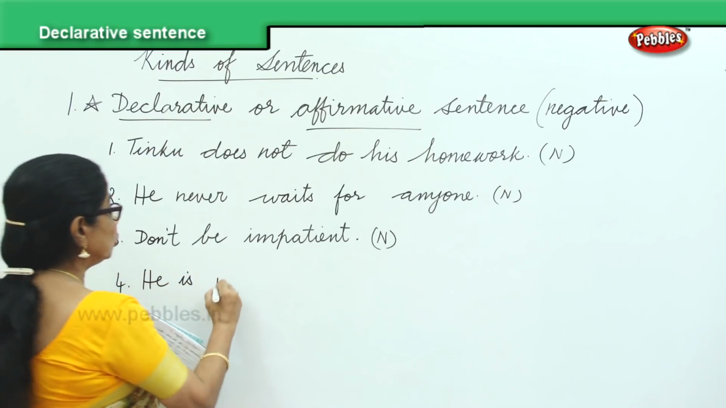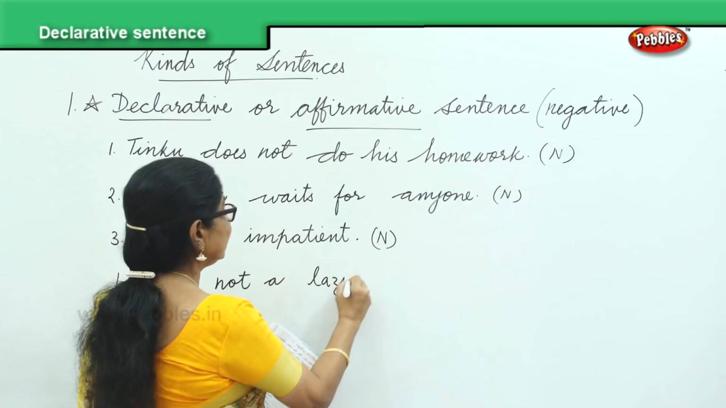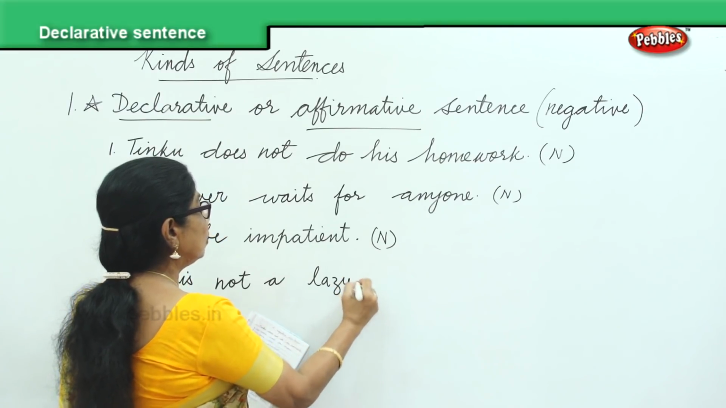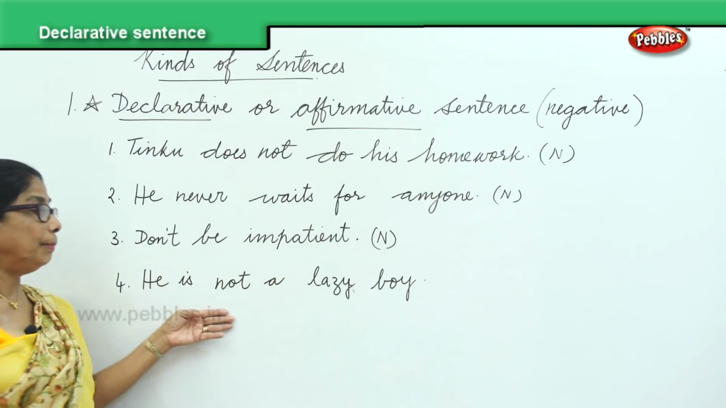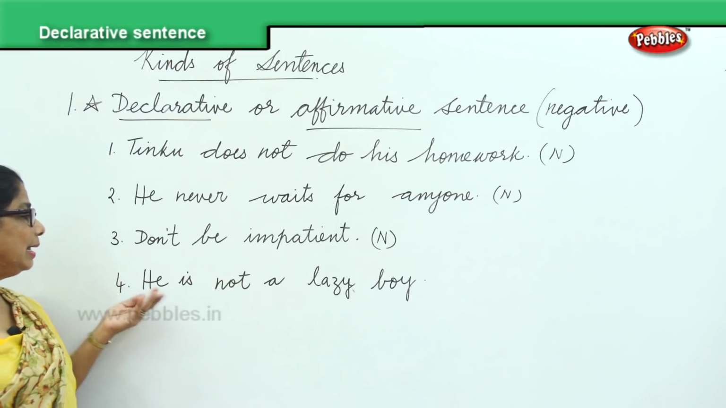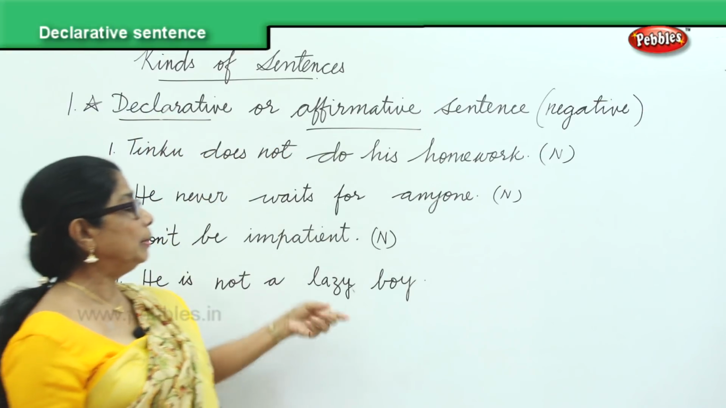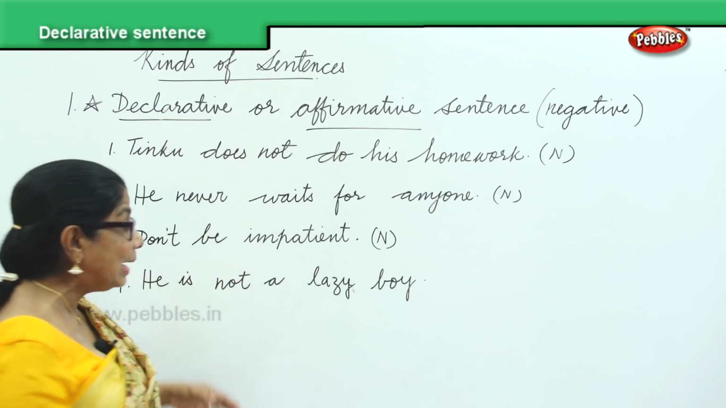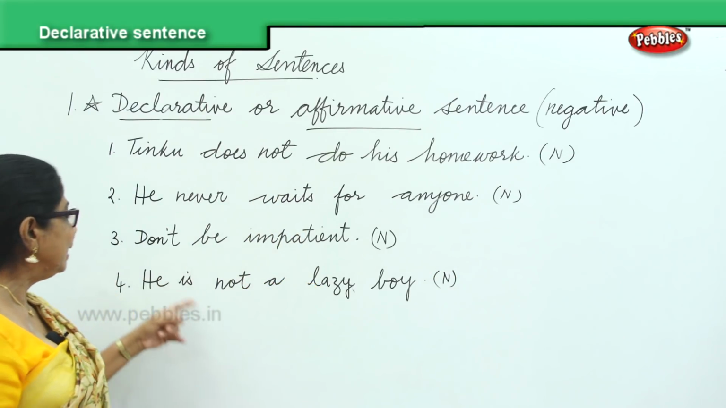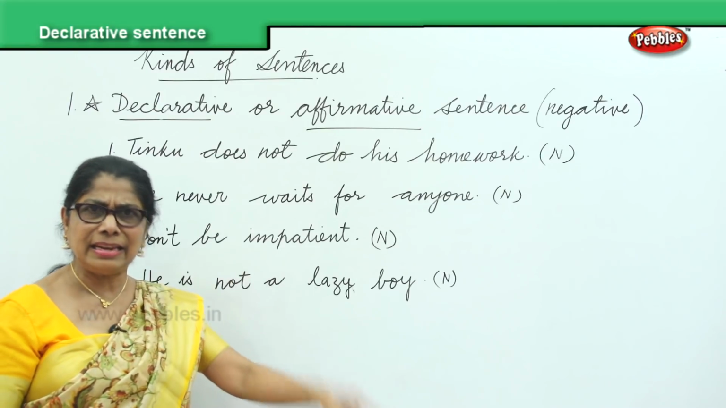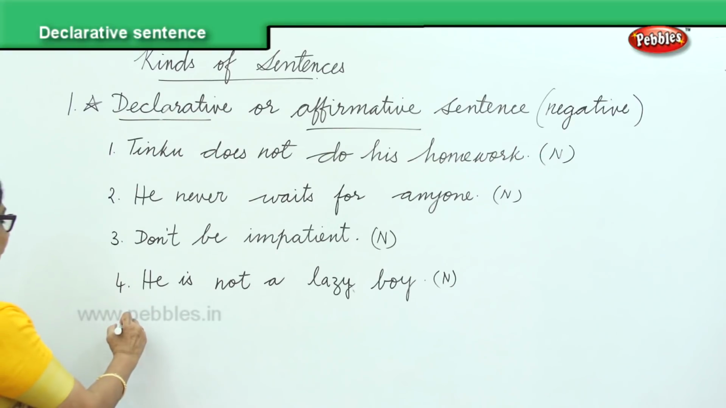Next one is he is not a lazy boy. What is the positive one? He is a lazy boy. It is a declarative or affirmative sentence, and it is negative because they are telling he is not a lazy boy. Make it positive. He is a lazy boy. But here it is a negative form. He is not a lazy boy.